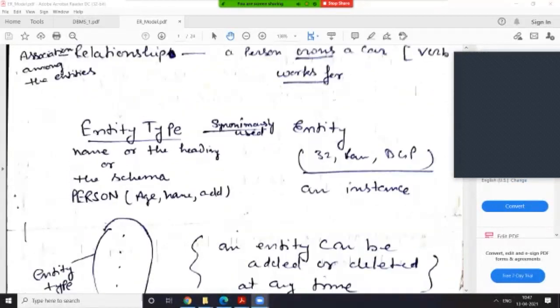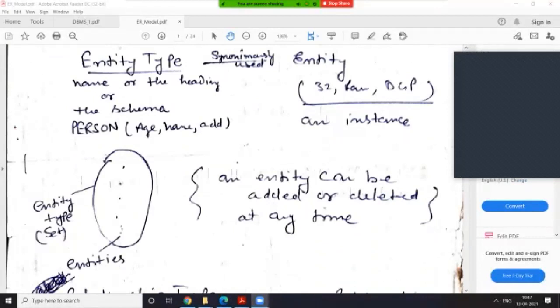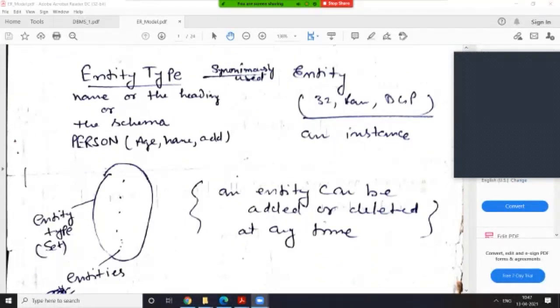I just explained that entity set or entity type is, for example, a person, as in a person owns a car. Here person is an entity type or entity set, because a person has characteristics like age, name and address. Synonymously you can use entity type or entity set, meaning a collection of entities. It is represented as a set: person 1, person 2, person 3, person 4. Student is an entity type.